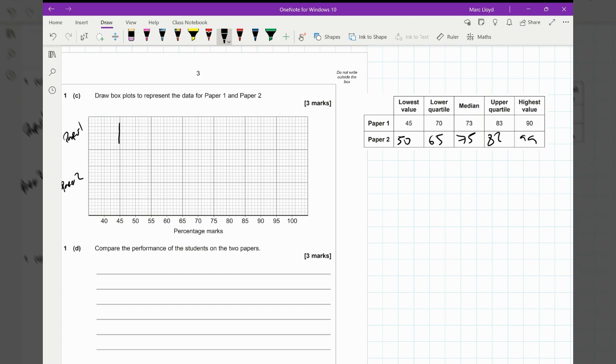It's got a lower quartile of 70, which I'm going to use a full box for there. Median 73. 1, 2, 2 before the 75. Make sure you're using a ruler and a pencil. 83, so 2 behind there. And I can draw my box up. And then the highest value at 90 just goes there. And we have our box and whiskers. Now that looks quite nice.